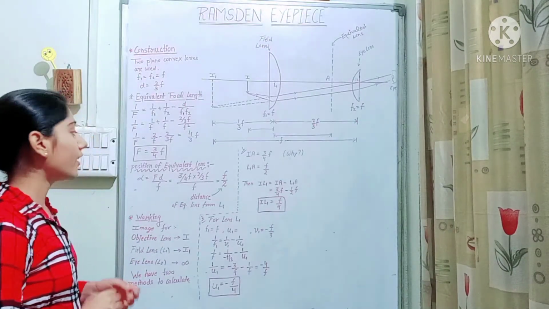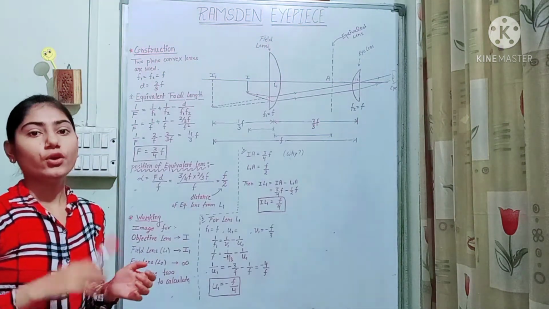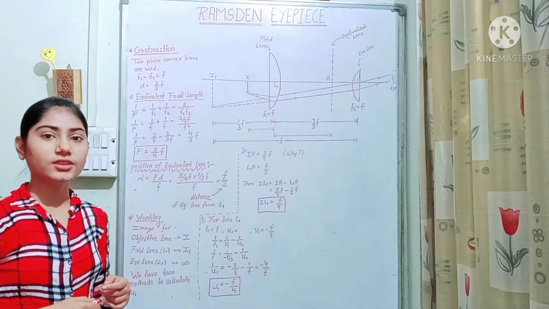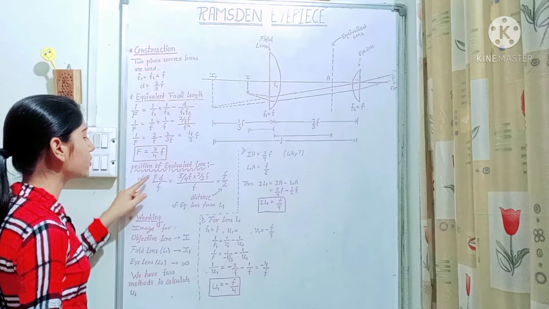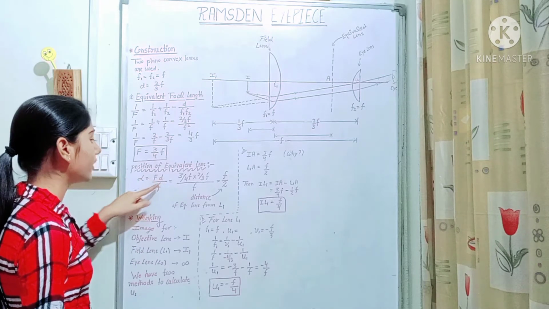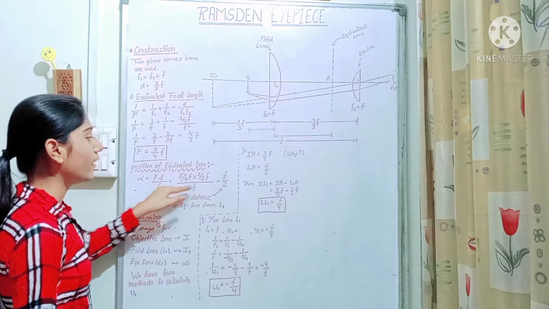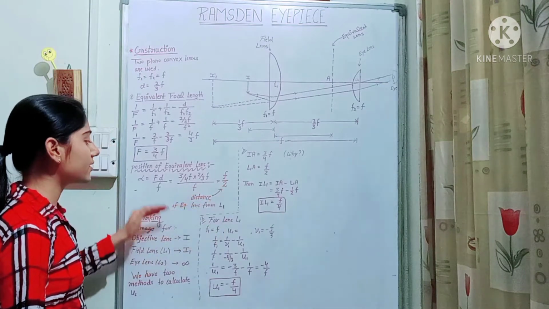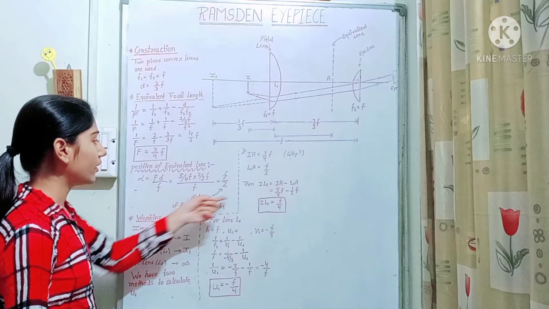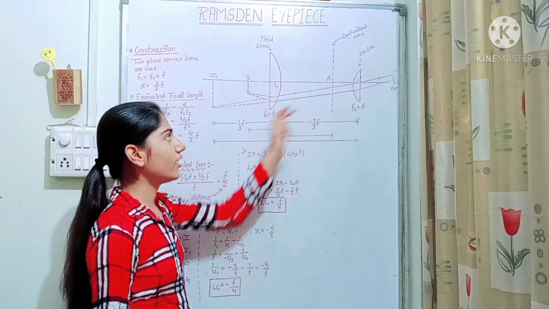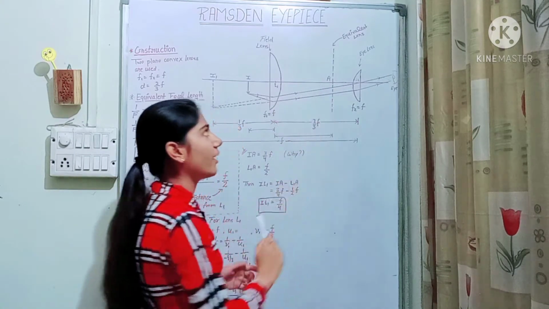Now we are interested in finding the position of the equivalent lens. To find it, we use this formula: alpha is equal to capital F multiplied by small d upon small f. When we put in all these values, we get small f upon 2, which is the distance between the field lens and the equivalent lens. So L1A is equal to f by 2.